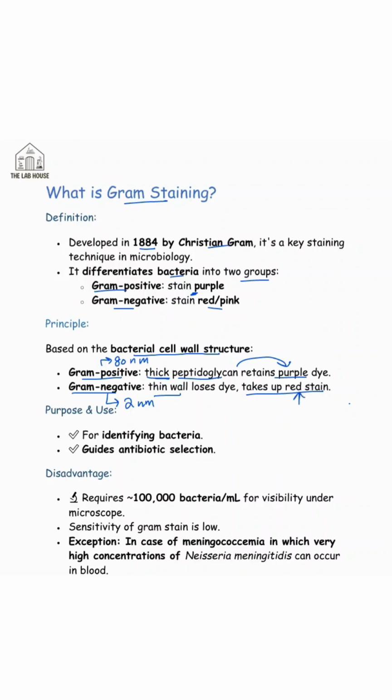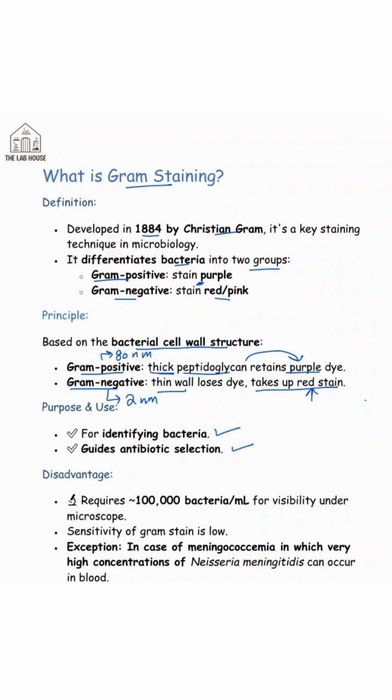The purpose and usage of Gram stain is identification of bacteria, and it guides us in selecting antibiotics. The major disadvantage of using Gram stain is that it requires 100,000 bacteria per ml for visualization under the microscope. This amount is only reached when there is a large amount of bacteria in the sample, which we get after incubating the bacterial sample in blood culture bottles for 24 hours. After 24 hours we can do Gram staining plus the biochemical tests, etc.